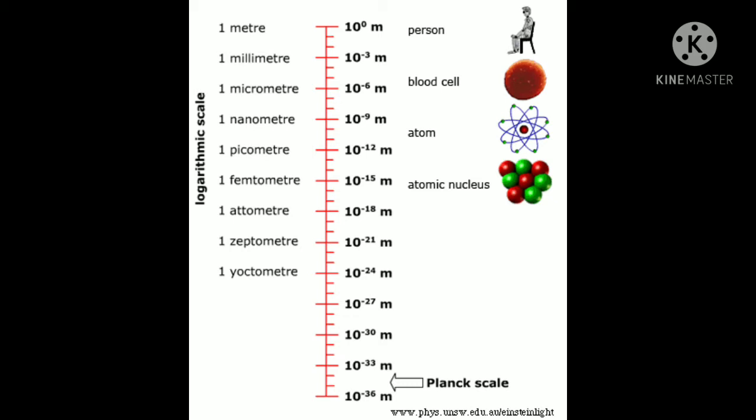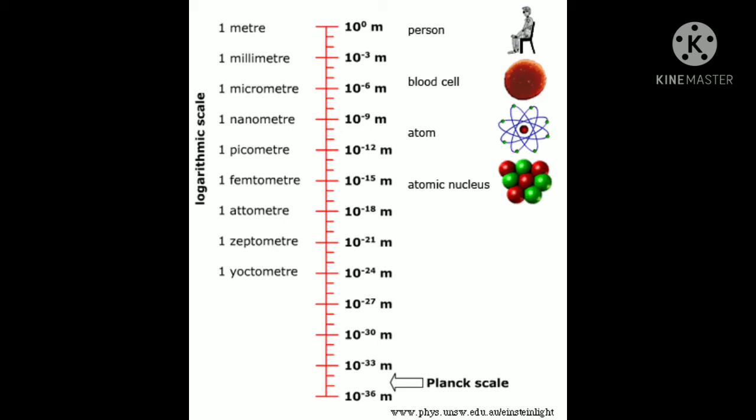See here, 1 meter is 10 to the power 0 meter. It is shown. Very small lengths we have to measure in micrometers. So for the measurement of viruses, insects, bacteria, we use micron and angstrom.